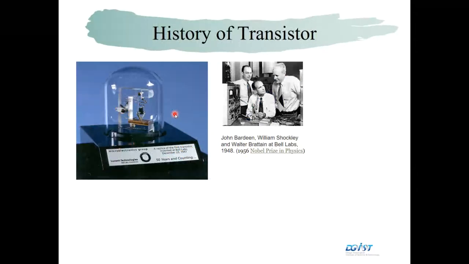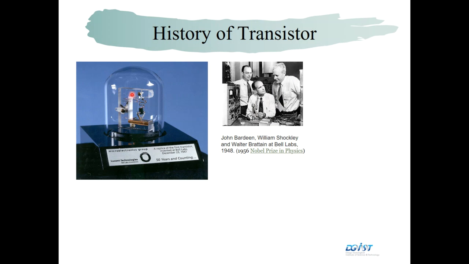Okay, so let's go back to the history of the transistor. These three guys, John Bardeen, William Shockley, and Walter Brattain, are the Nobel Prize winners for the transistor.